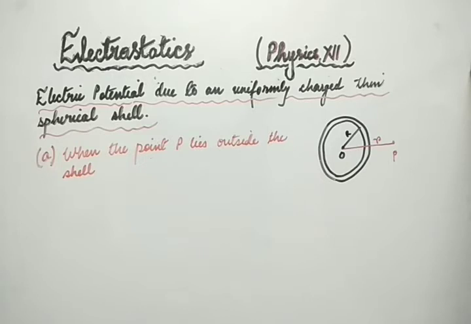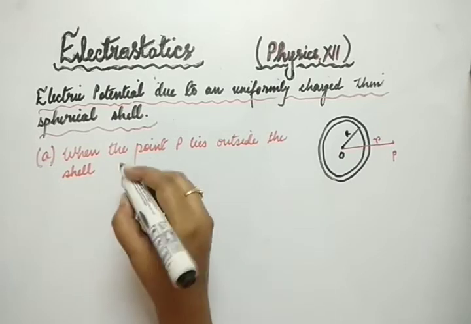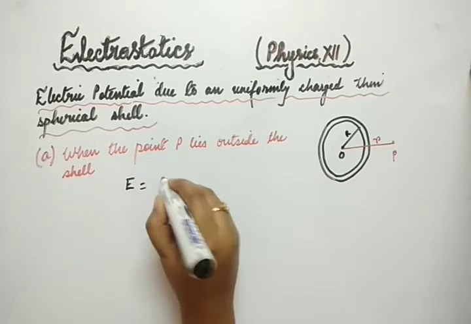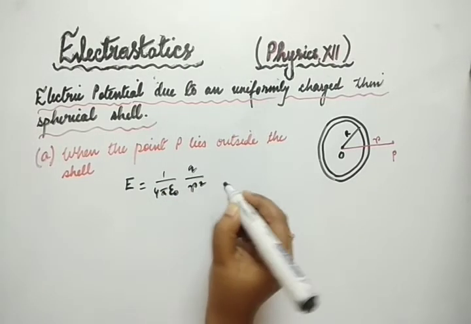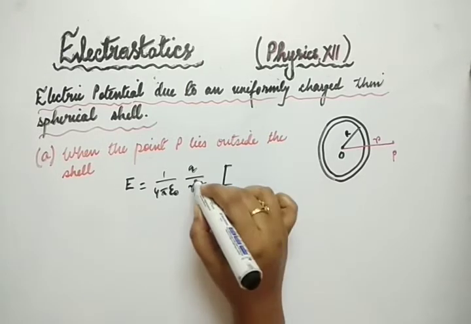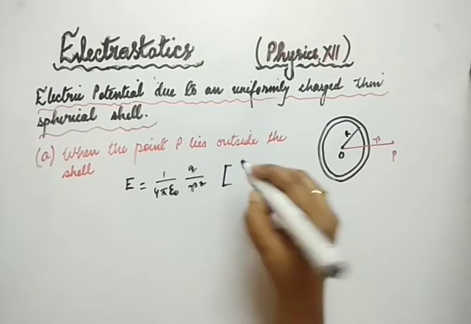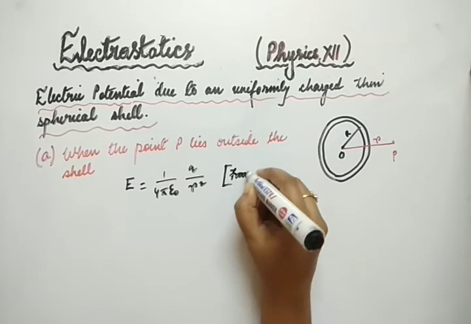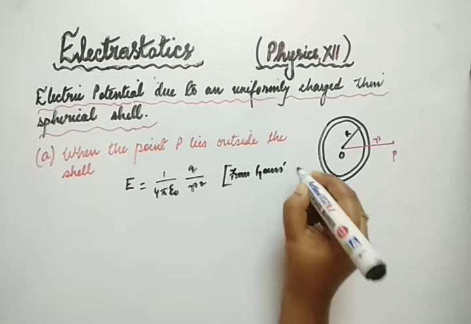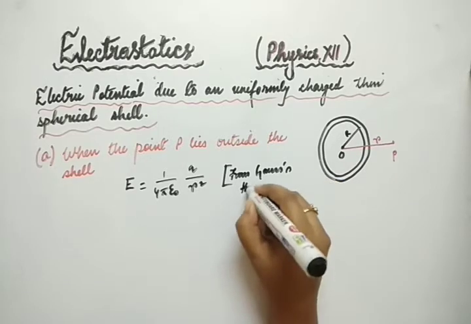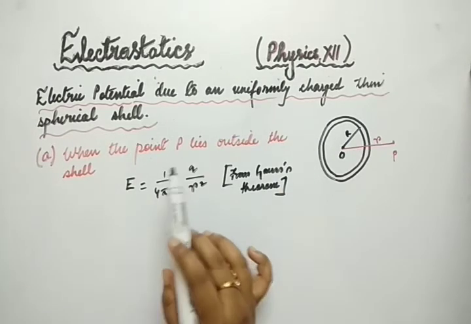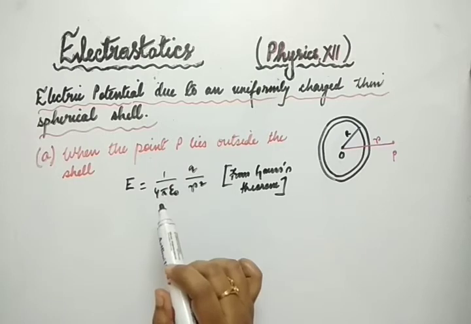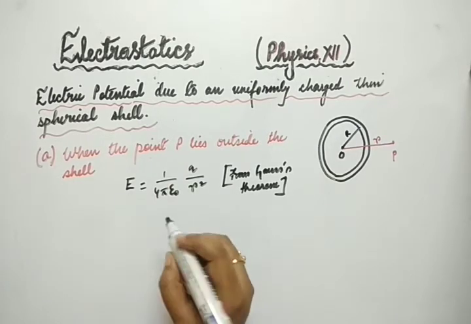So when point P lies outside the shell, what can we write? We know that in this case E is given by 1 by 4 pi epsilon naught Q by r square. We have already deduced this expression from Gauss's theorem. So for the points which lie outside the shell, the electric field is given in this manner.